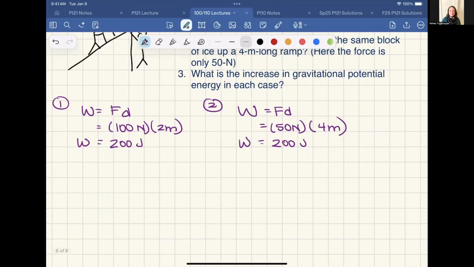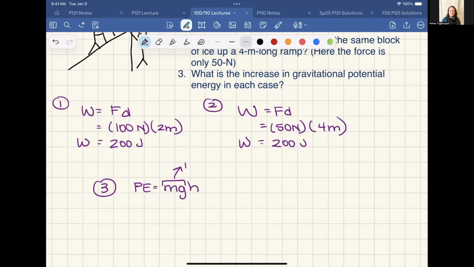So the last question asks, okay, what is the increase in gravitational potential energy in each case? So gravitational potential energy is mgh, and in both cases, it's a 100 Newton block of ice. It's just that when it's on the incline, you don't have to apply the full force of its weight.